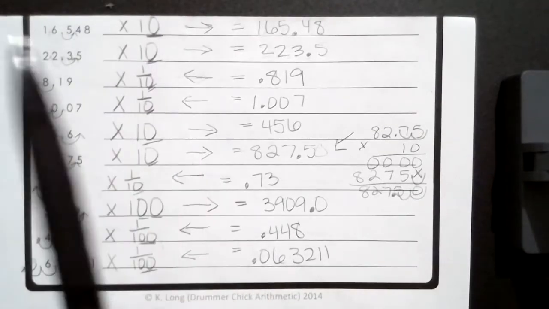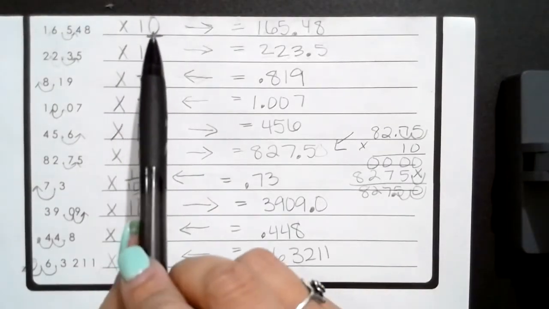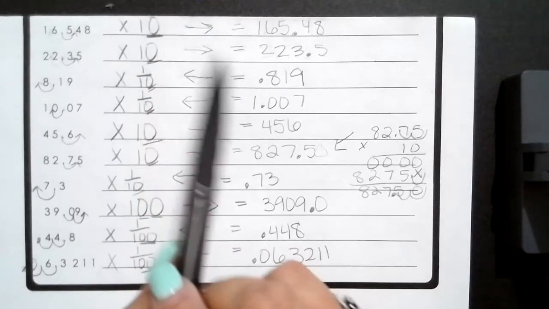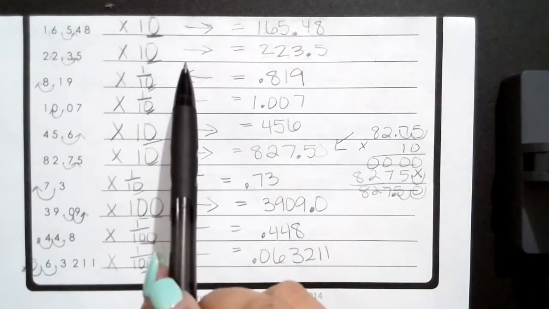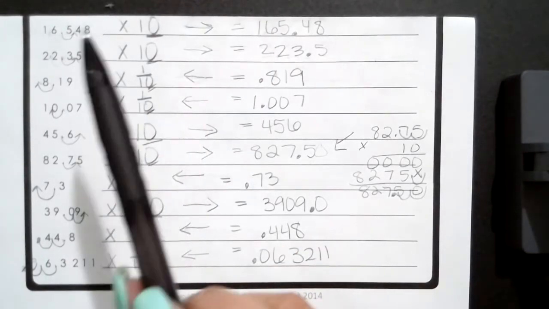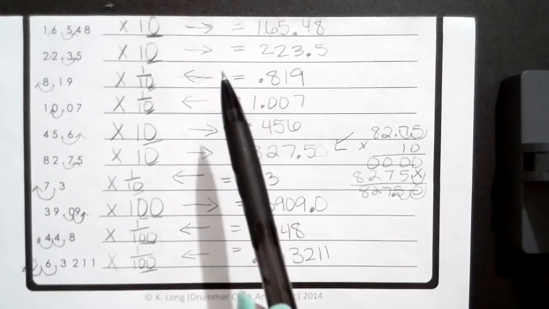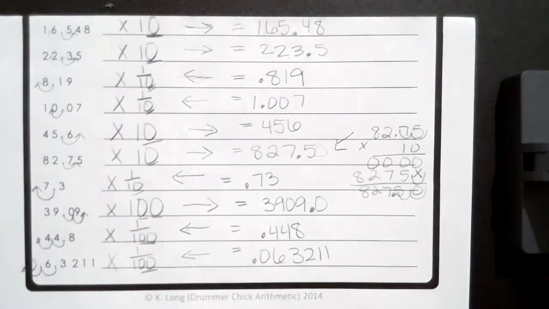So when my numbers are getting bigger, my decimal has to move to the right. When my numbers are getting smaller, my decimal moves to the left.